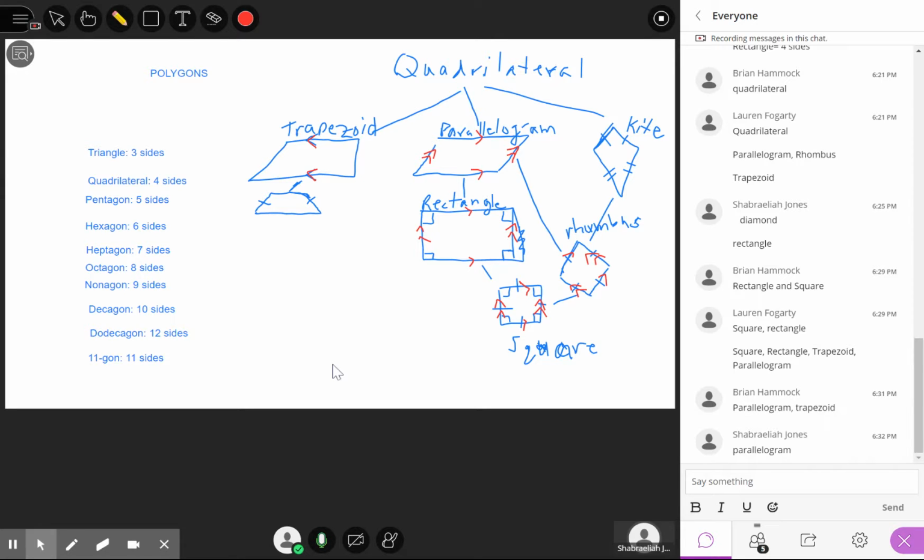Okay, my next question is, which shapes have opposite angles that are congruent, I guess is a better way of saying it. Which opposite angles are always congruent? Which shapes have opposite sides always congruent?